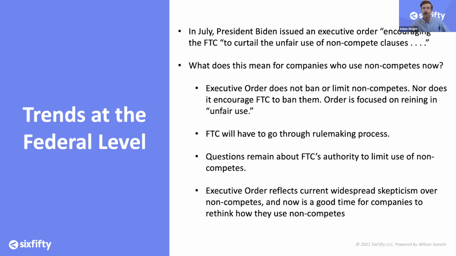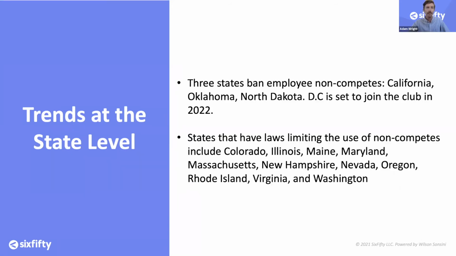One other thing to note at the federal level is that there has been some legislative movement as well. There have been several bills introduced in recent years by senators ranging from Elizabeth Warren to Marco Rubio. The various bills take different approaches. Some seek to outright ban non-competes. Others take a more limited approach and seek to ban them just for low-wage workers. But to date, none of those bills have passed. Again, it highlights the trend that we're seeing across the country. We can go to the next slide now.